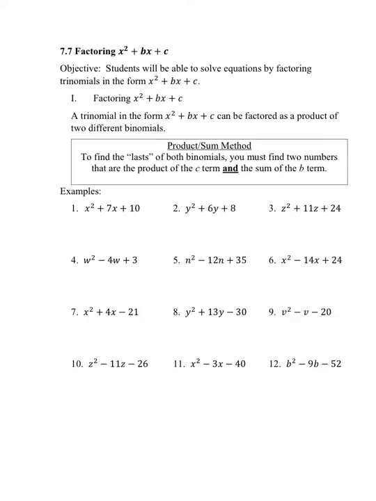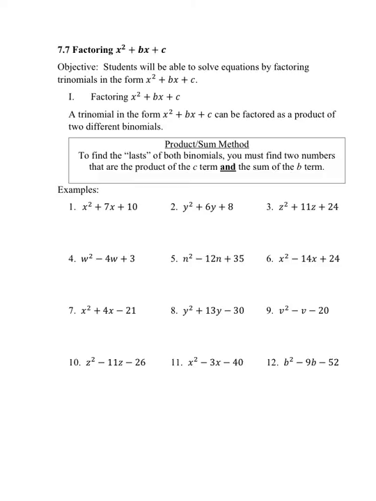Today you're going to be learning about factoring x squared plus bx plus c. This is a trinomial in the form of x squared plus bx plus c. It can be factored as the product of two different binomials. So when we are looking at these polynomials, what we're trying to figure out is what two binomials, when I FOIL them, are going to create this trinomial.